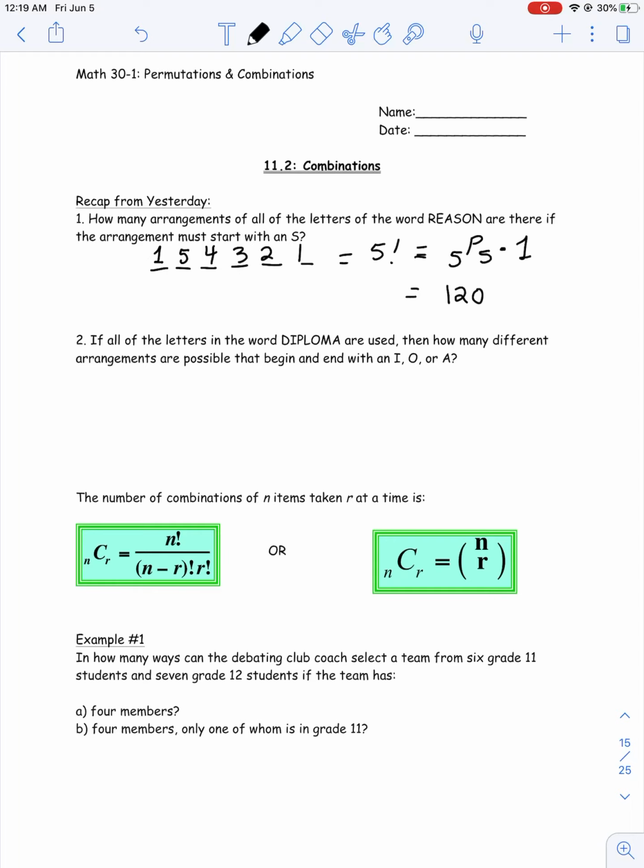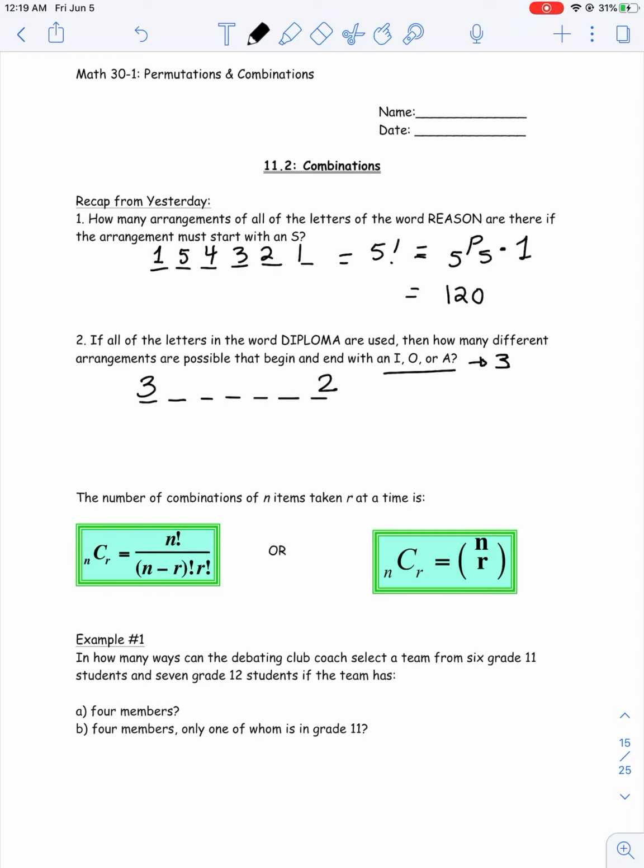Question 2, if all the letters of the word diploma are used, how many different arrangements are possible that begin and end with an I, O, or A? So we want it to begin and end with those letters. So we have 7 spots. We have 3 choices for the first spot because there's 3 letters here. And once we use maybe an I for the first spot, there's only 2 letters left for the last spot.